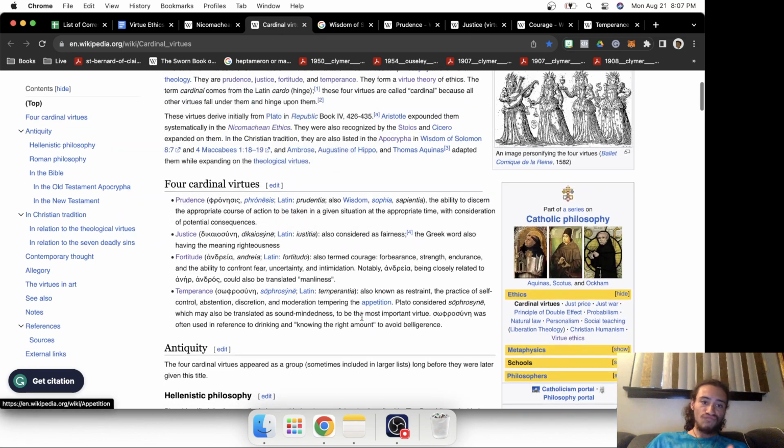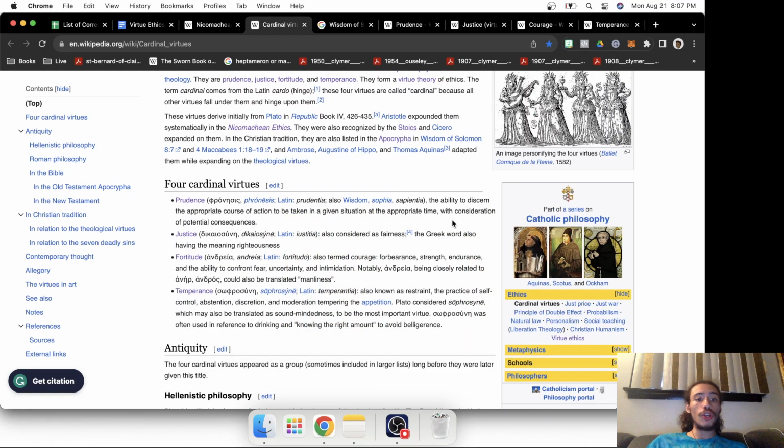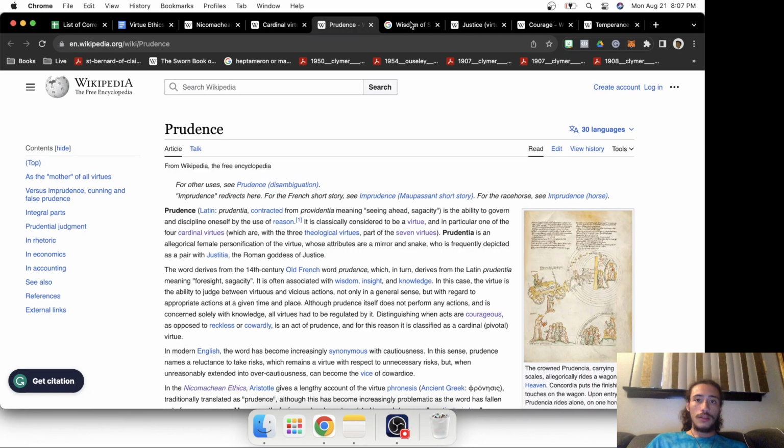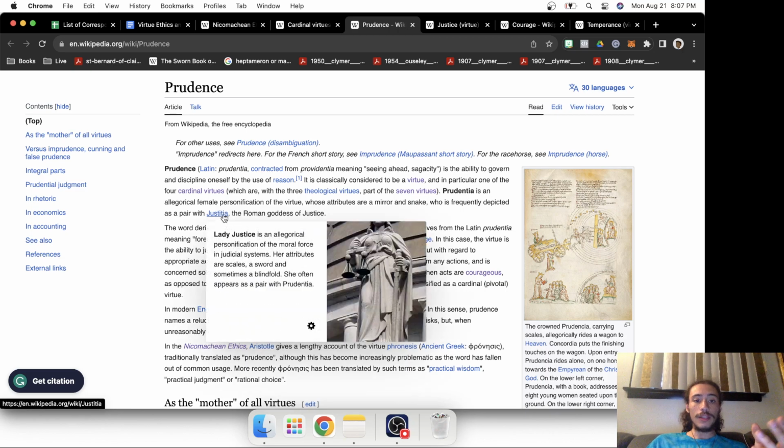So, prudence, also known as wisdom or sophia, right? The ability to discern the appropriate course of action to be taken in a given situation at the appropriate time, with consideration of potential consequences. Prudentia is an allegorical female personification of the virtue whose attributes are a mirror and a snake, who is frequently depicted as a pair with Justitia, the Lady of Justice.